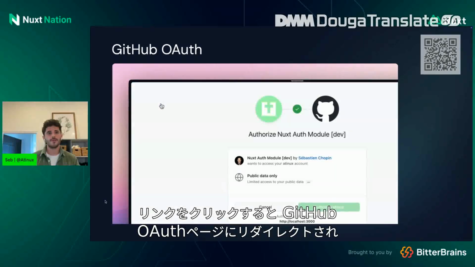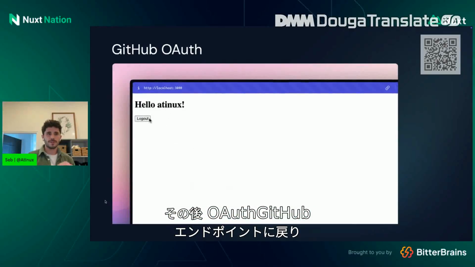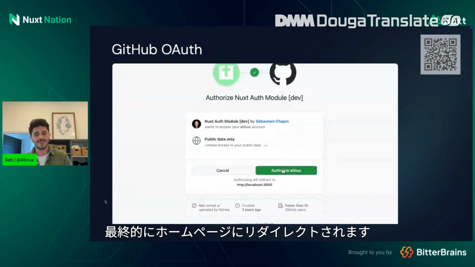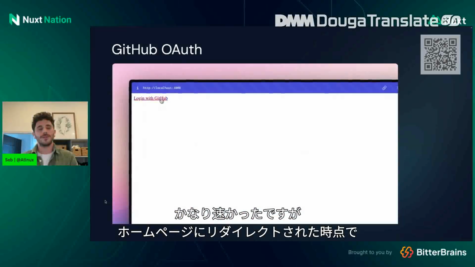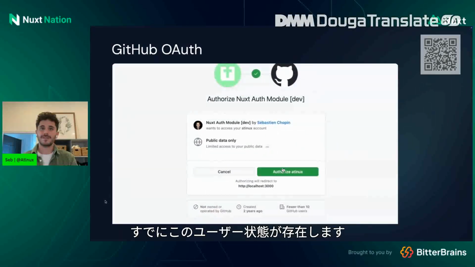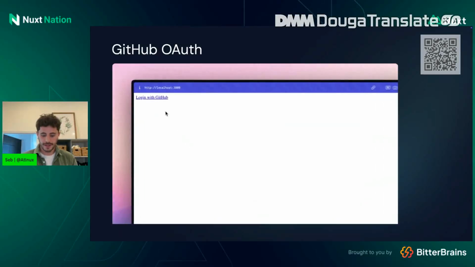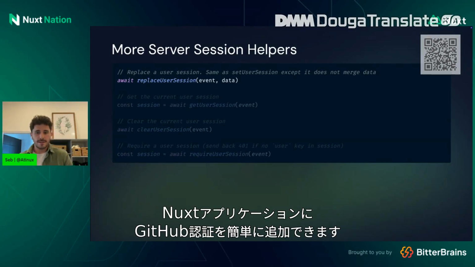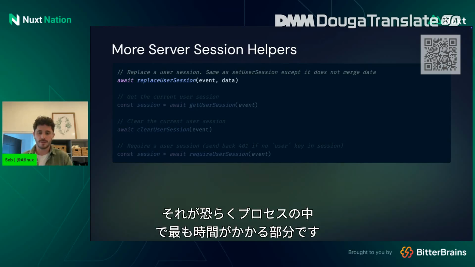By clicking on the link, we are redirected to the GitHub OAuth page, which then redirects us back to our auth/github endpoint, which then sets the cookie and finally redirects us to the home page. So it was quite fast, but once we are redirected back to the home page, we already have this user state. So quite simple and useful. And we didn't use any database here. So you can add GitHub authentication very easily to your Nuxt application. You simply have to create a GitHub app, which is maybe the longest part of the process.